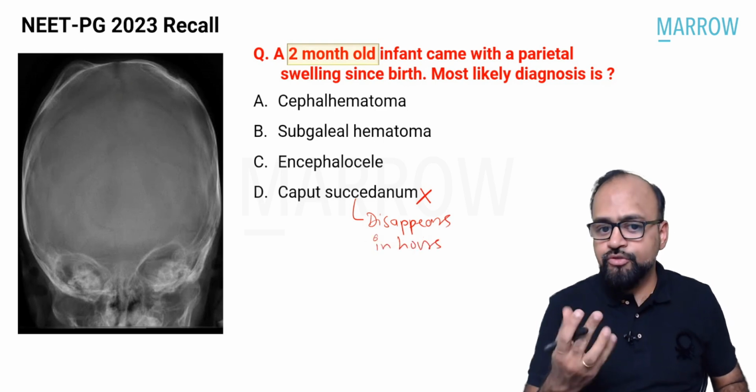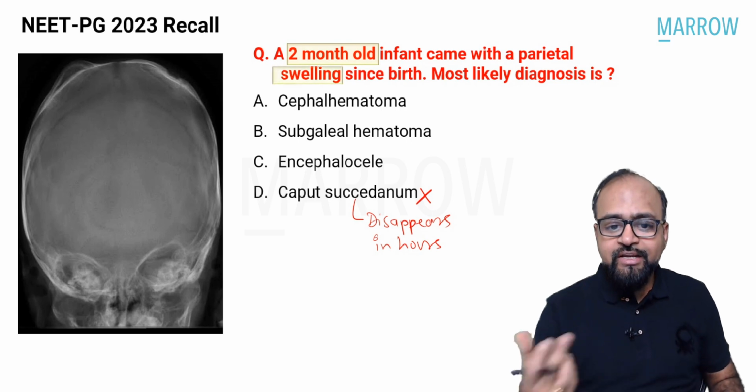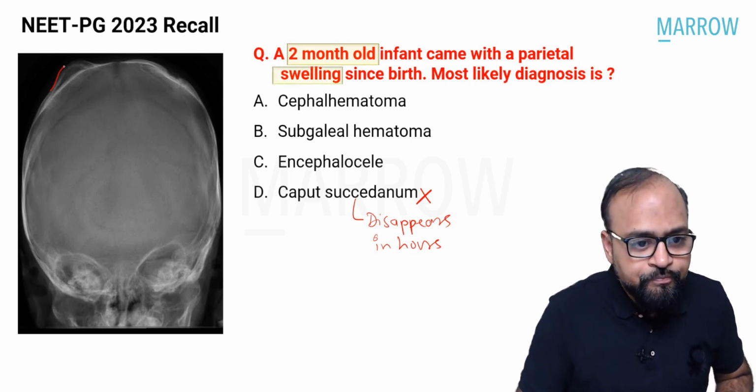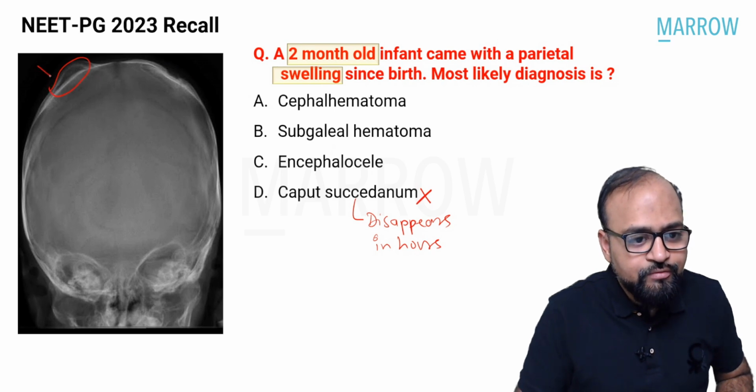So it cannot persist for 2 months. Now, what is the clinical scenario? It is just a swelling. So it is a focal swelling, as you can see here, right? So this is the focal swelling which is there.